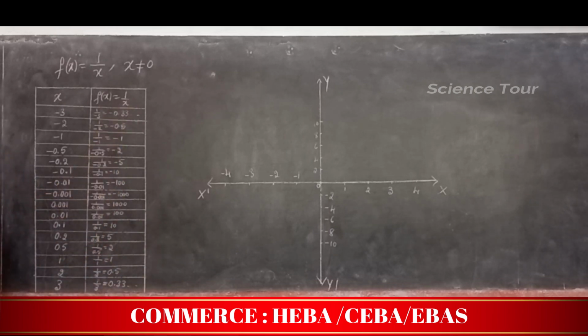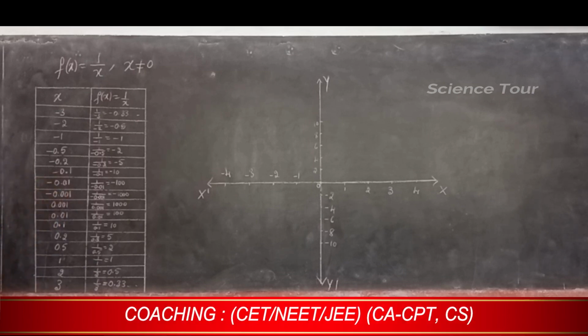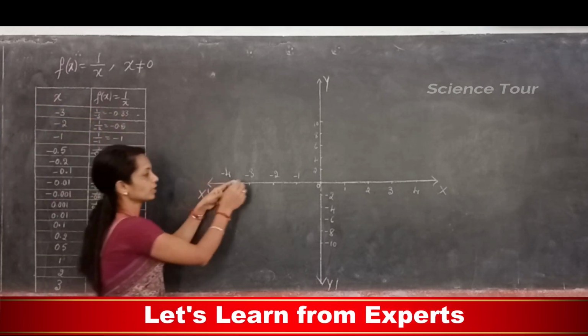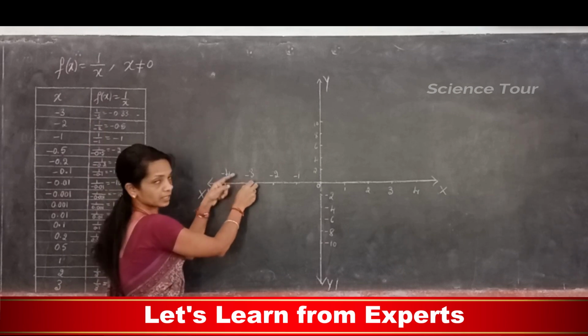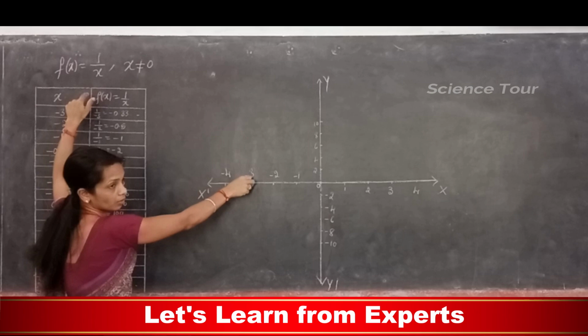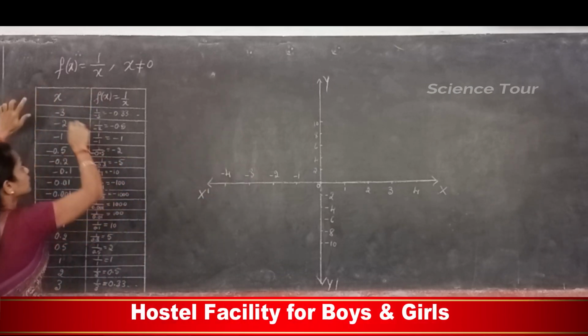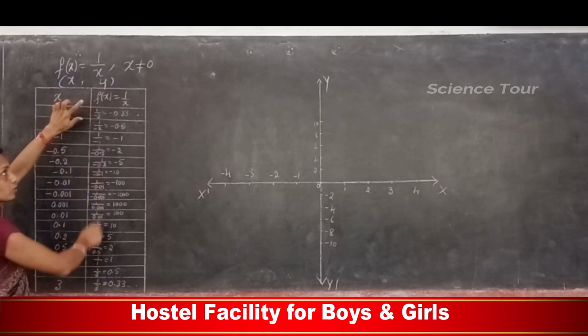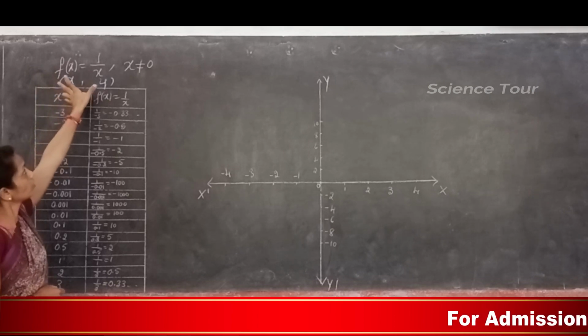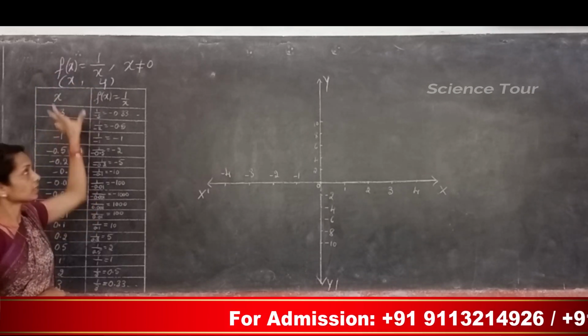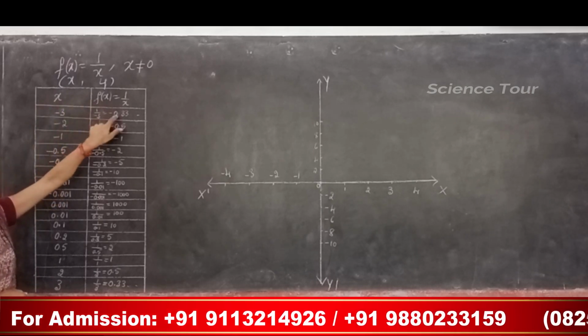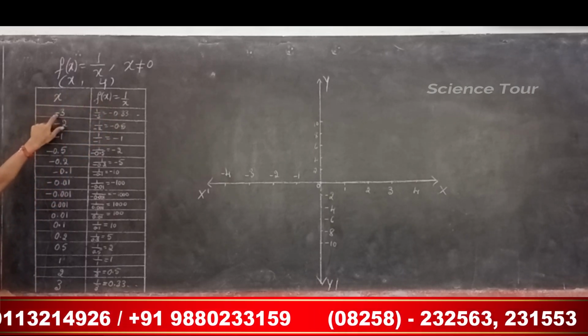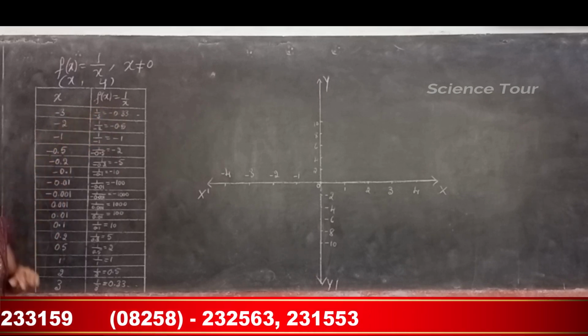Okay, and we mark these points in the Cartesian plane. First point here: minus 3 comma minus 0.33. Where is minus 3? Minus 3 is here. For minus 3, what is the value of y? Y means the f of x value. You have to see this table in this way, x comma y form. F of x means y values. X is this one, y is this one. So the first point you have to mark is minus 3 comma minus 0.33.